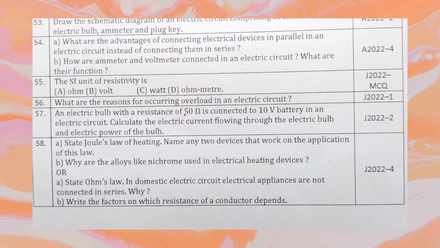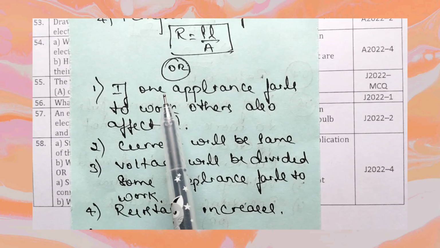This is the answer to the first question. Then the second question: why in a domestic circuit are we not using a series circuit, and why are we using a parallel circuit? So we have to see why we are not using a series circuit. Let us answer this one.